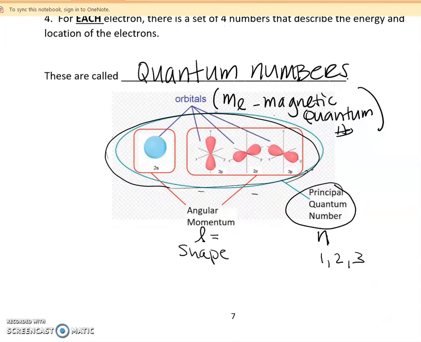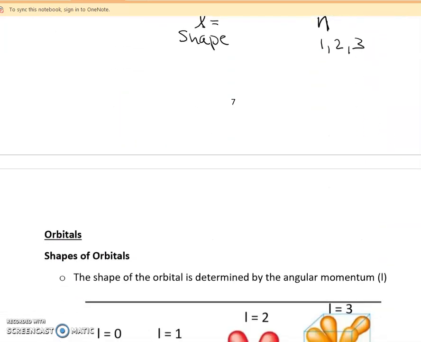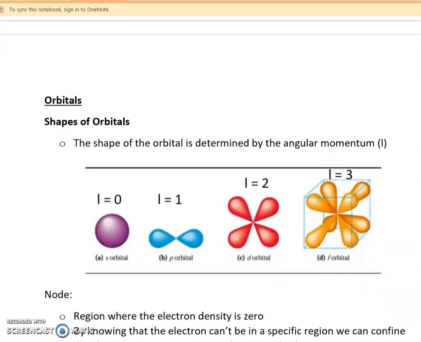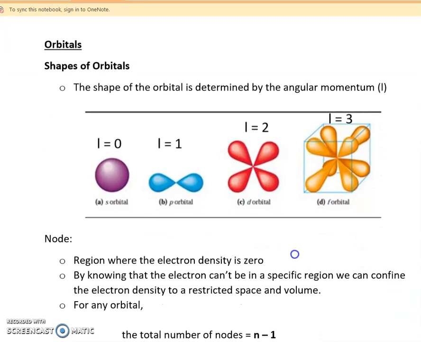Lots of different terminology, so I'm going to try to use all the terms that you guys learned before. Let's go to our orbitals first. So our orbitals, again, the shapes, they're determined by our angular momentum L. So the s orbital looks like a sphere. We've talked about that. The p orbital is a dumbbell.